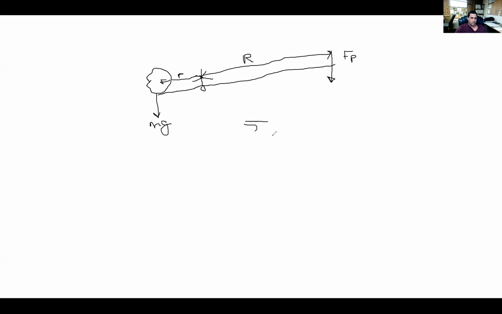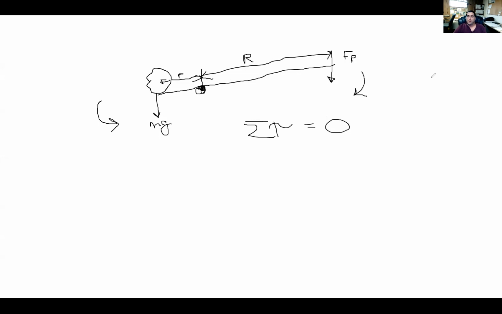So the sum of torques needs to be 0. Okay, so you have a torque here and a torque here about this small fulcrum.